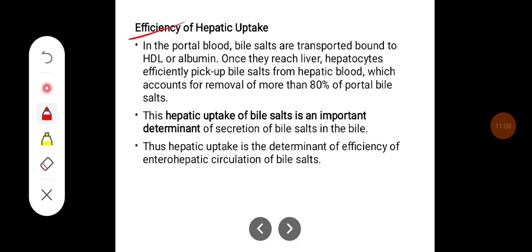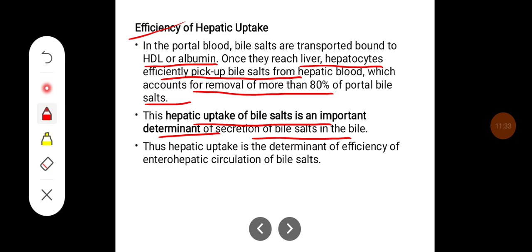It also depends on the efficiency of hepatic intake. In the portal blood, bile salts are transported bound to HDL or albumin. Once they reach the liver, hepatocytes efficiently pick up bile salts from hepatic blood, which accounts for removal of more than 80% of the total bile salts. So this hepatic uptake of bile salt is an important determinant of secretion of bile salts in the bile. Thus hepatic uptake is the determinant of efficiency of enterohepatic circulation of bile salts.